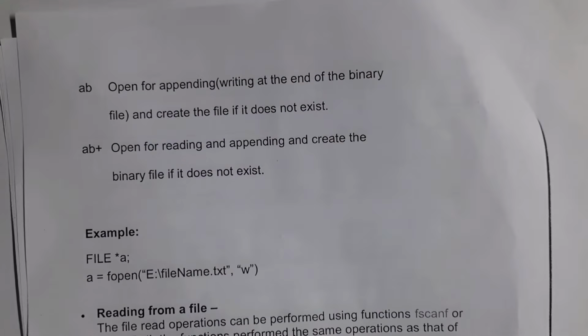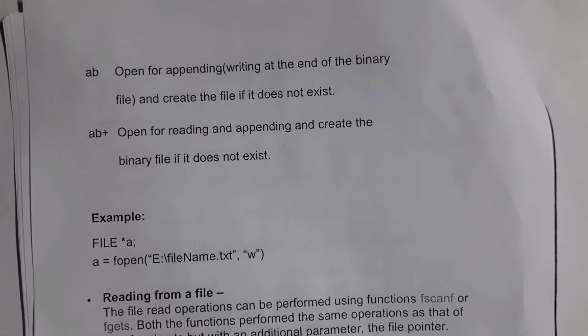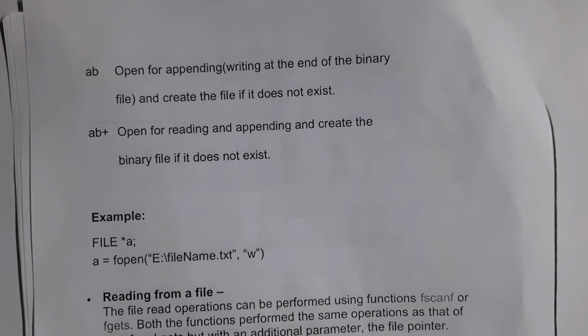Next one is AB mode, where AB stands for append binary. Already there is some information in my binary file. Now if I want to add new information to binary file, then I need to use AB mode. By using AB mode, you can add data at the end of the file. For example, already there is some information in my file. Now if I want to add some more information at the end of the binary file, then I need to use AB mode. And last one is AB plus mode. By using AB plus mode, you can read as well as append binary file.